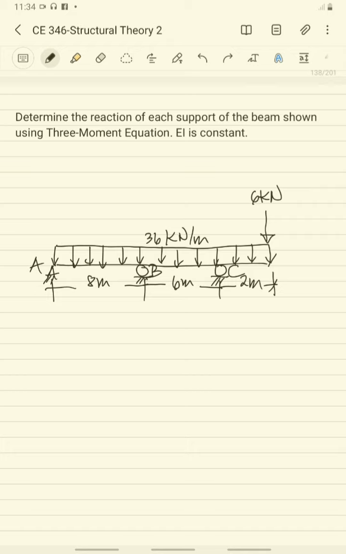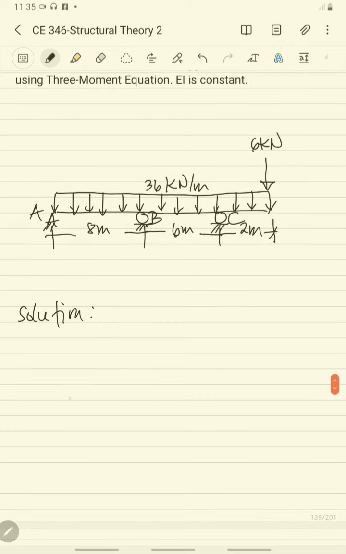is the analysis of the relationship between the moments between any 3 points in the beam. So we have to break this one. Okay, we have this. Okay, for our span 1, this is our span 1.